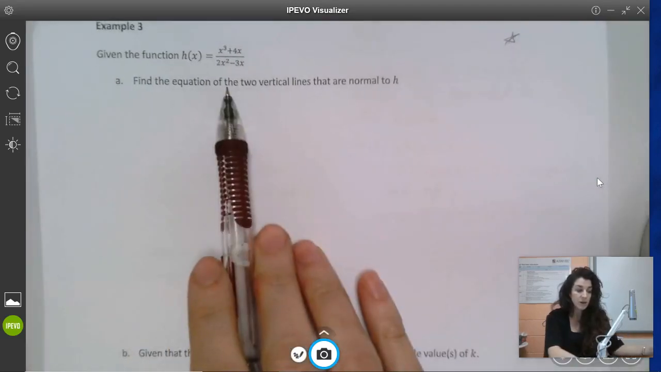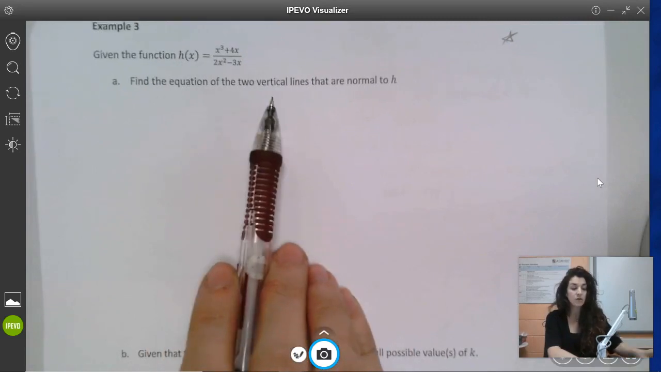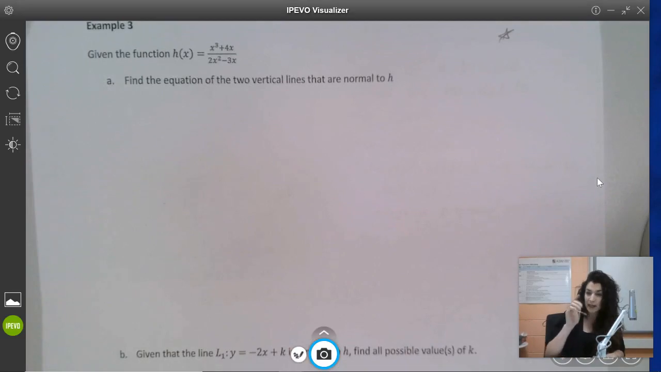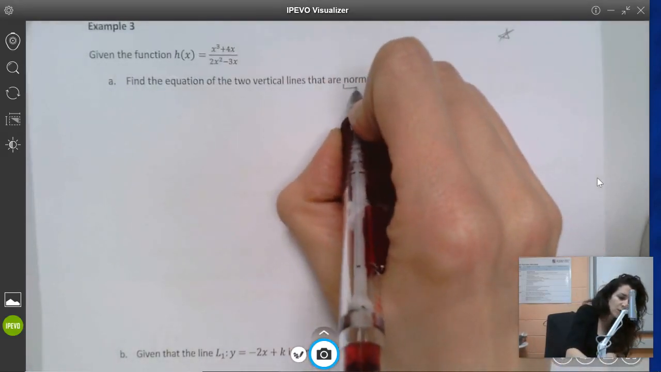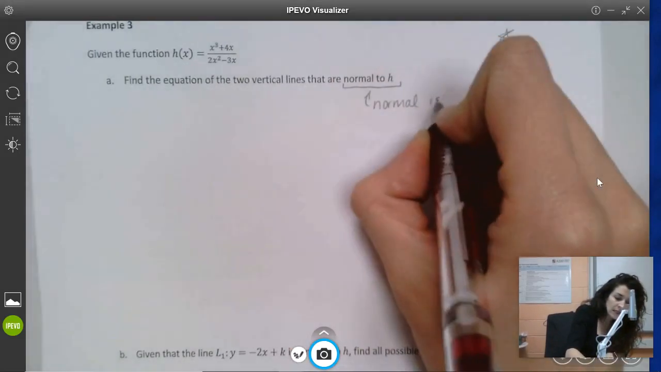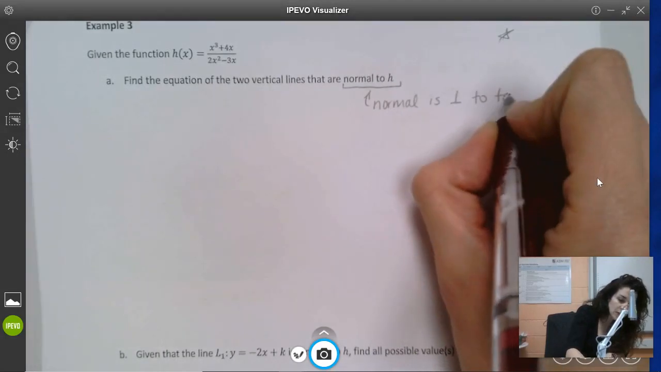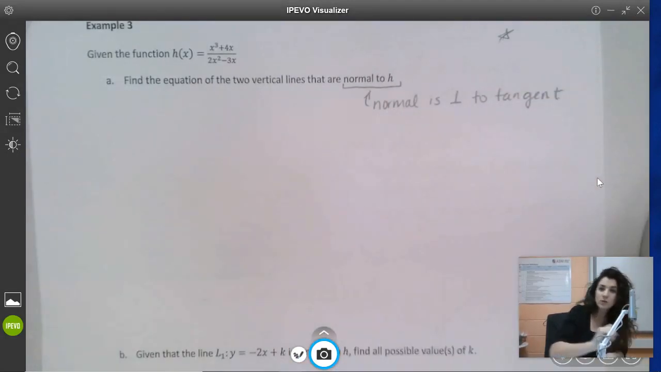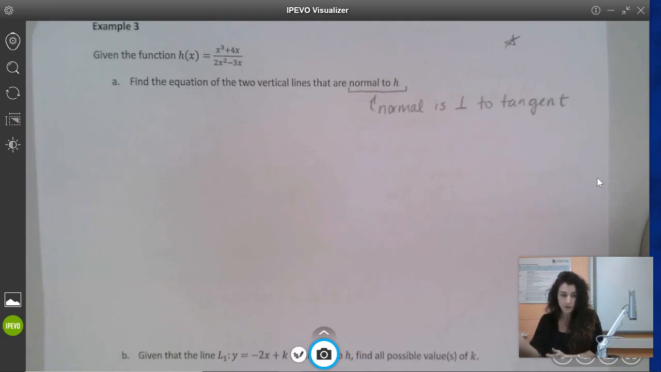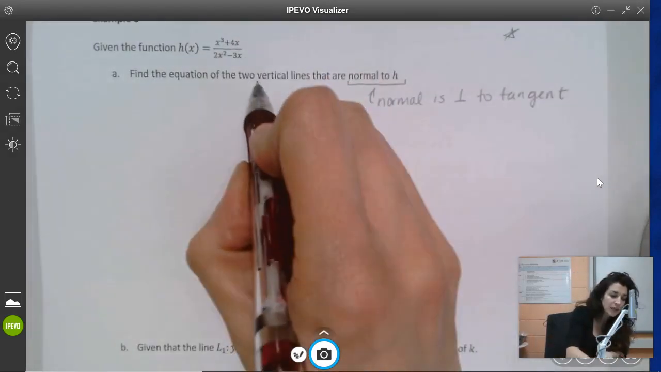Okay. So we have this equation and it says find the equation of two vertical lines that are normal to h. So the key word here, hopefully you would highlight or underline and you're like, oh, normal. Okay, well, normal is perpendicular to tangent. So we're kind of moving backwards through this maze of this problem, and we're saying, okay, normal. Normal means perpendicular to tangent. Okay, so what else is going on in this problem that tells me which tangent I want to be normal to? And it says we want a vertical line.